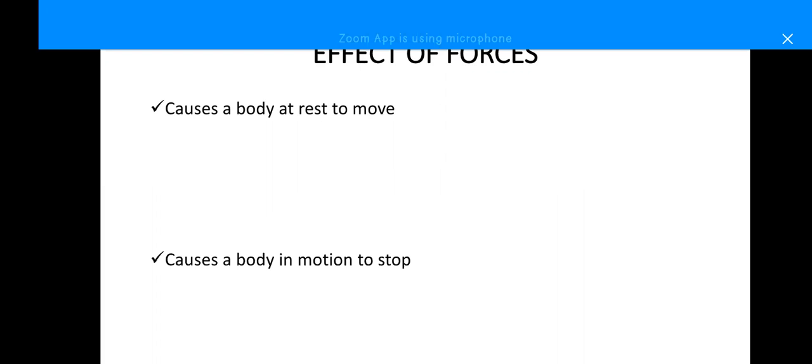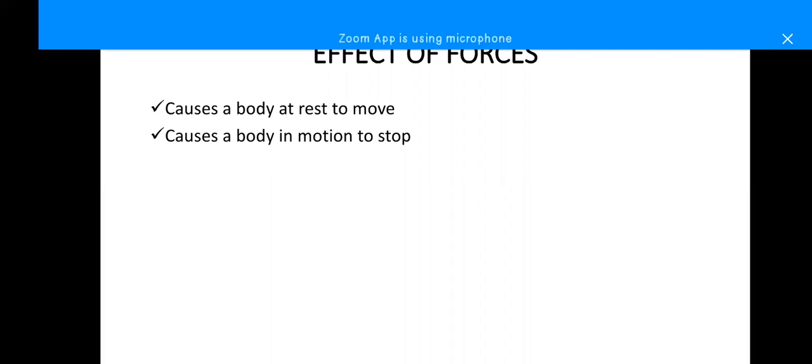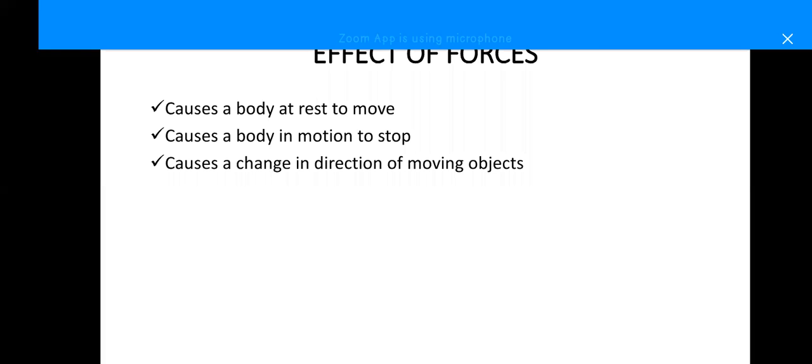Now look at the effects of force. What can force cause? One, it can cause a body at rest to move, as I already explained. It can also cause a body in motion to stop. So when you are moving, you can stop; that is also by force. Force can also cause a change in direction of moving objects.